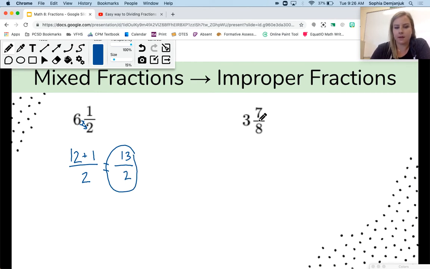Same thing for the next one. You're going to take 3 and multiply it by the denominator. So 3 times 8 is going to give you 24. We're going to add that to the numerator, plus 7, and the denominator stays in the bottom. 24 plus 7 will give you 31, and that stays over 8. 31 is not divisible by 8 or 4 or 2 or anything, so you cannot simplify that one at all.